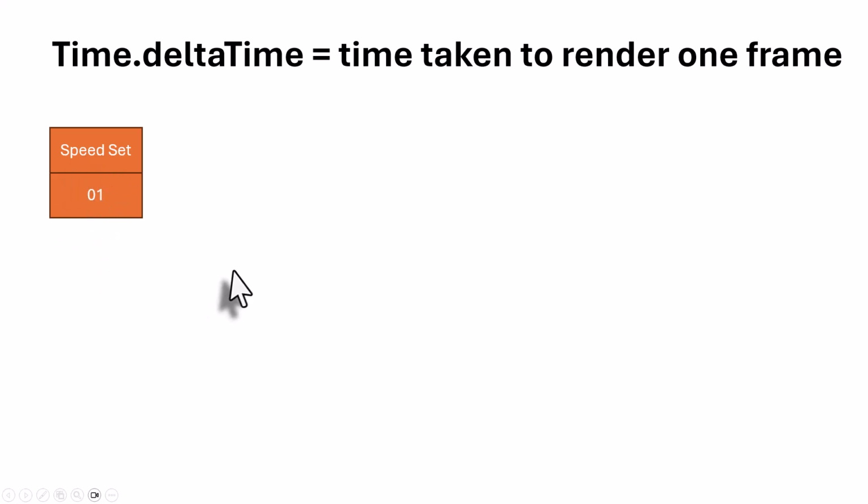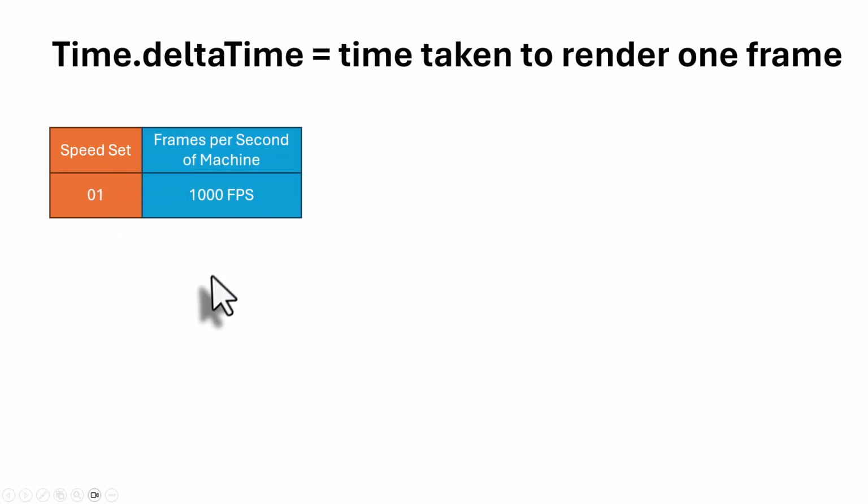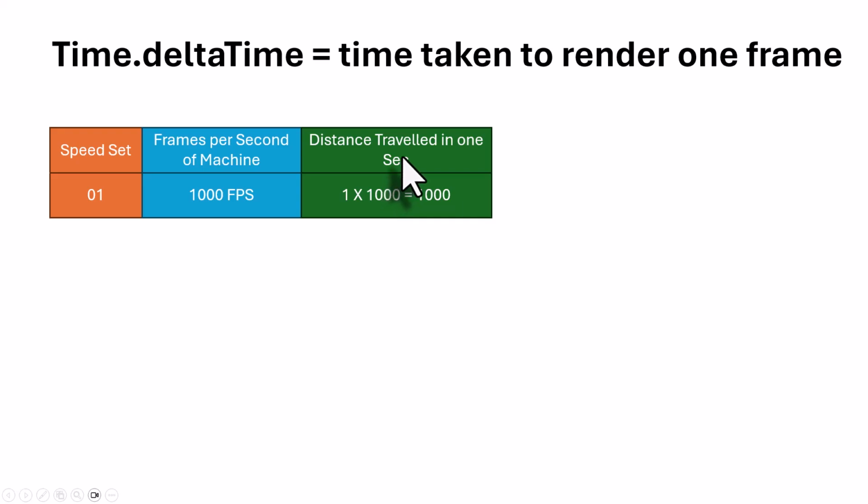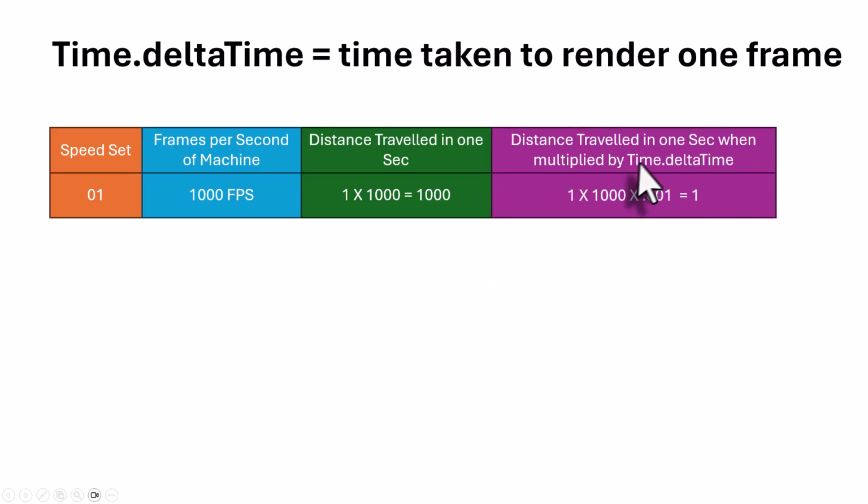If you are running this game on a high-end 1000 frames per second machine, then for every second the car is going to travel 1 times 1000. That is 1000 meters in 1 second. So it will be covering 1 kilometer in 1 second in case of a high-end fast machine. However, if I now take this Vector3.forward and multiply it by Time.deltaTime, then this 1 times 1000, in this case Time.deltaTime value is 0.001. So finally, the speed of the car will be 1 meter per second.